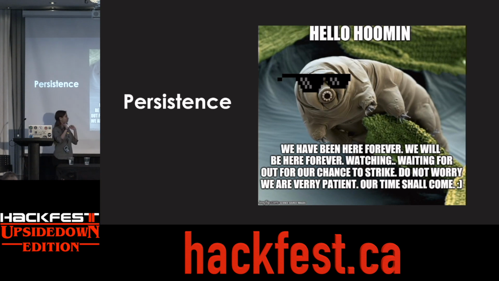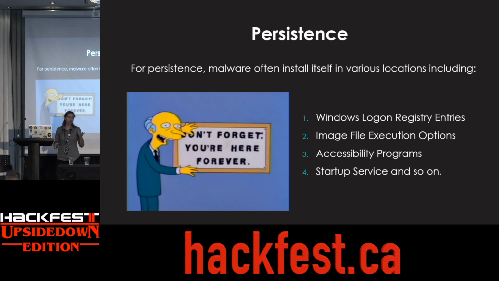So continuing on with dynamic analysis, we're going to figure out how to identify persistence. Persistence techniques are pretty much a way the malware can stick around even after you have closed the file, restarted your system, and changed your credentials. A couple of places, and they're not the only places persistence can be established, are if the malware installs itself into things like Windows logon registries, image file execution options, scheduled tasks, startup services, accessibility programs, and so on.